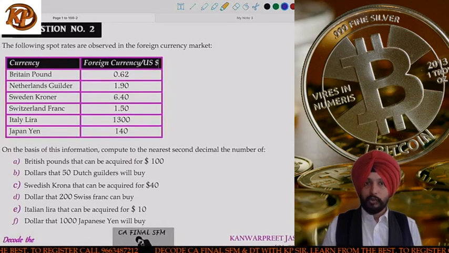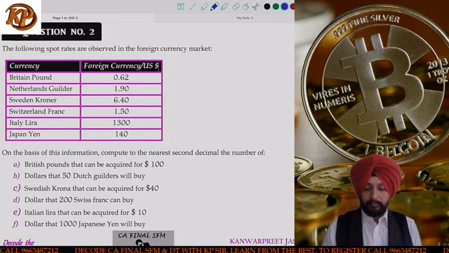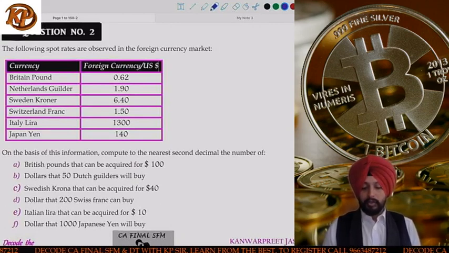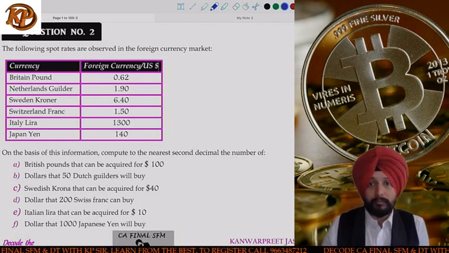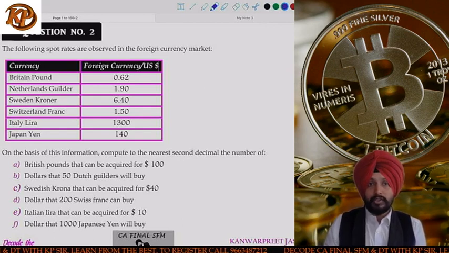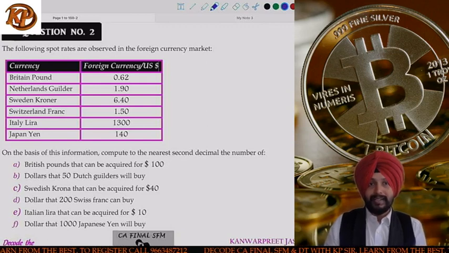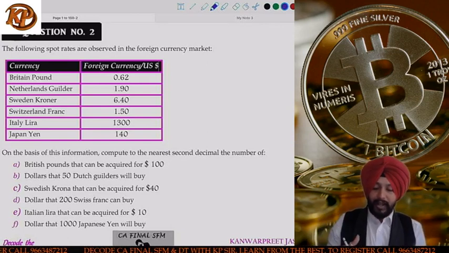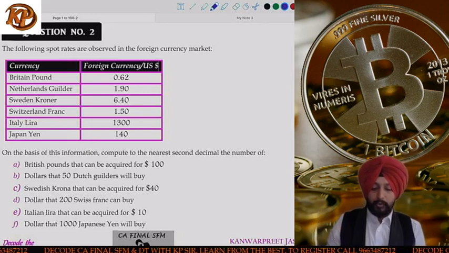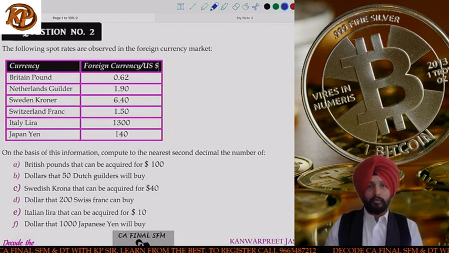Okay, let's see the application. We will see question number 2. The following spot rates are observed in the foreign currency market. Look at the quotation, how the quotation is given. Foreign currency per US dollar. So first one is Britain pound per US dollar, which is 0.62. Netherlands guilders per US dollar is 1.90. Sweden kroner per dollar is 6.40. Switzerland franc per dollar is 1.50. Italian lira per dollar is 1300 and Japanese yen per dollar is 140.